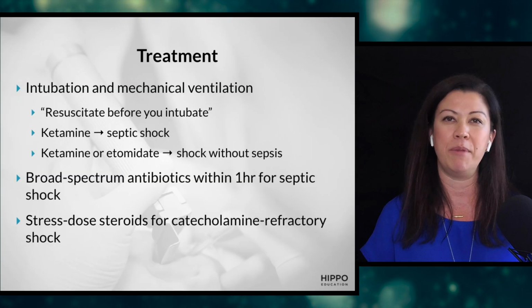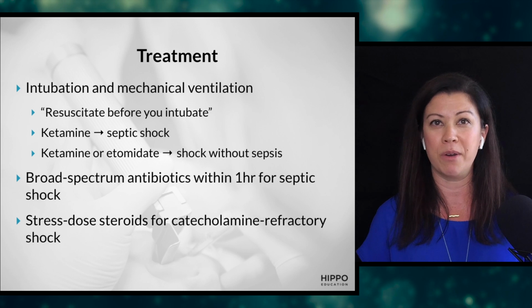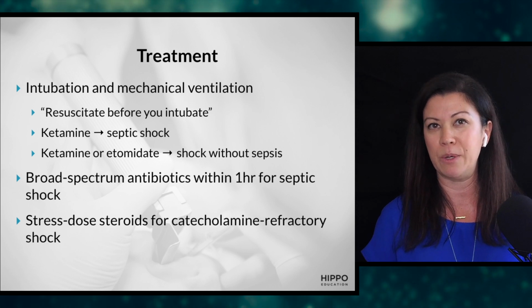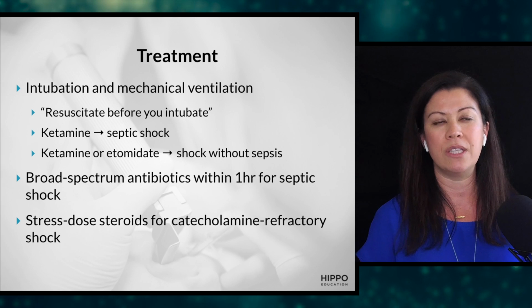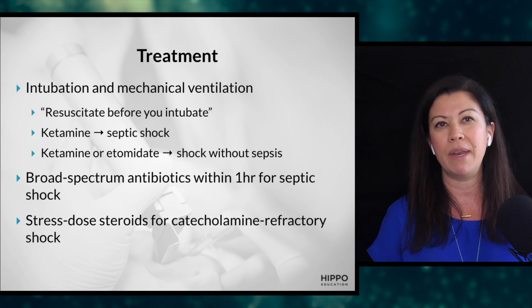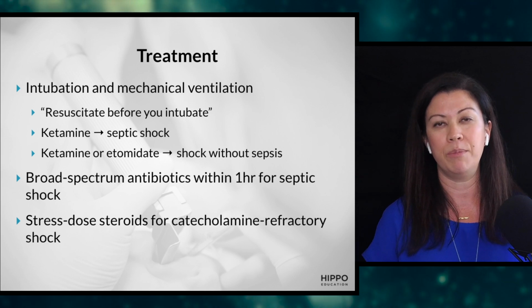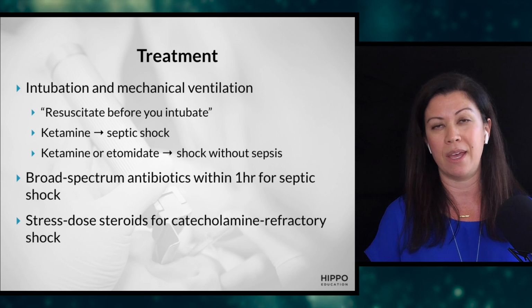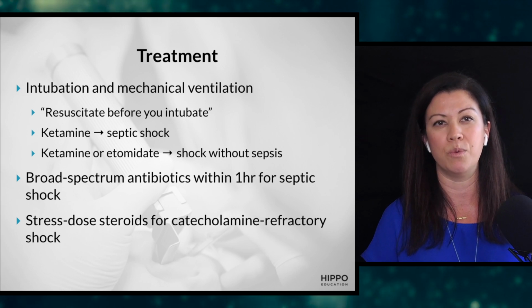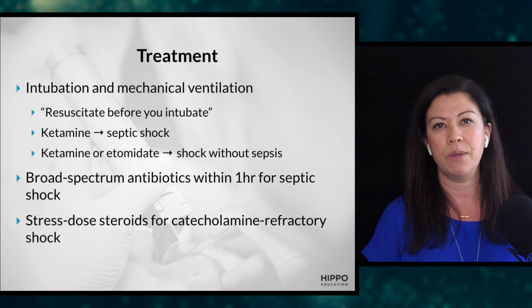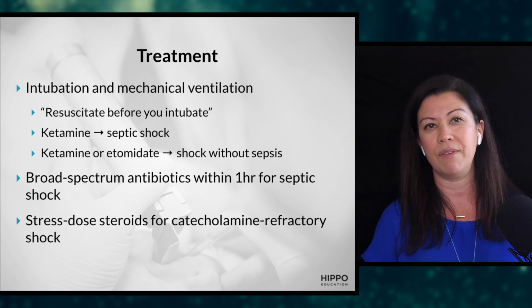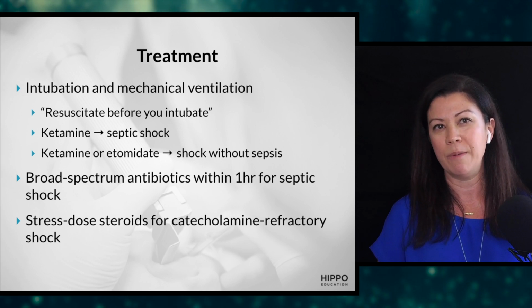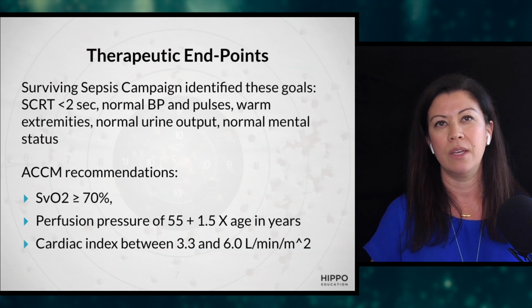Now, you may need to intubate these kids. And just like any time you intubate anyone with any type of shock, you want to resuscitate before you intubate, right? These patients are hemodynamically unstable, so giving a medication such as ketamine or etomidate is going to help minimize or mitigate that hypotension, so you don't send them into a worsening state. Obviously, you want to give broad spectrum antibiotics for any patient suspected of septic shock, and giving stress dose steroids is important as well.